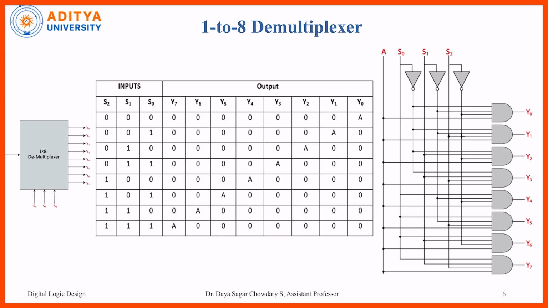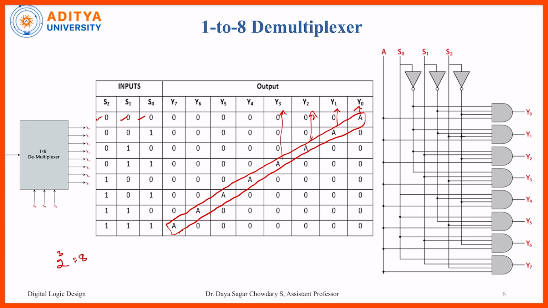Now coming to the 1 to 8 demultiplexer, the selection lines give 2 to the power of 3, that is a total of 8 combinations. Here the selection lines simply follow the binary concept, from 0 0 0 to 1 1 1, so totally 8 combinations we will get, and the construction is the same for 1 to 2, 1 to 4, 1 to 8. If we observe the input diagonally, for each and every combination, A is given to Y0, A is given to Y1, A is given to Y2, and A is given to Y3, likewise.